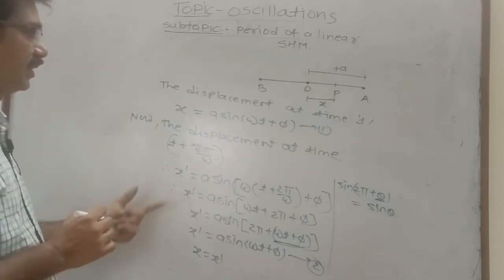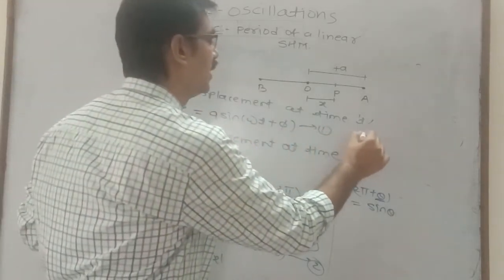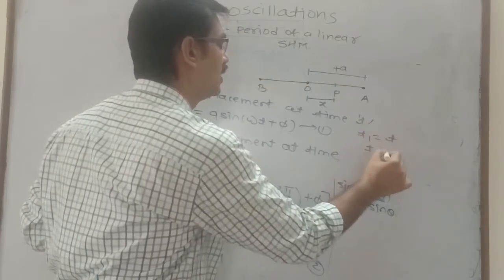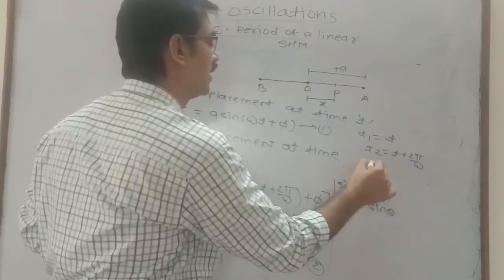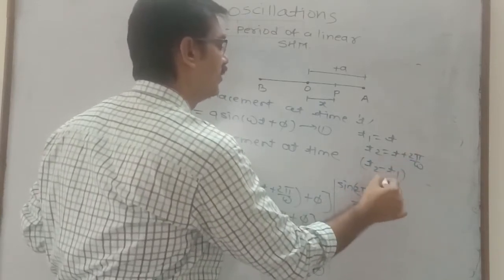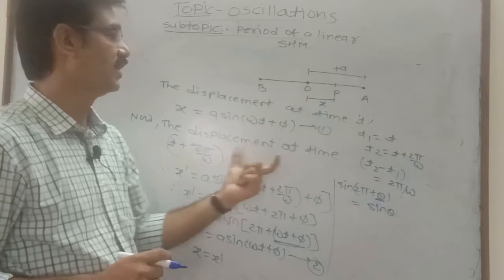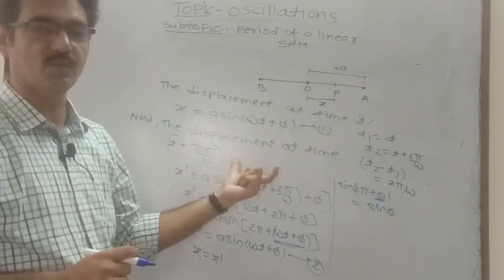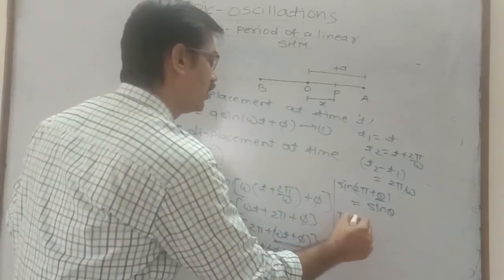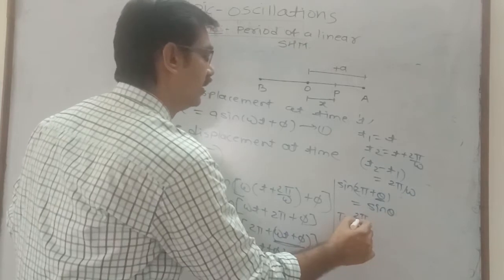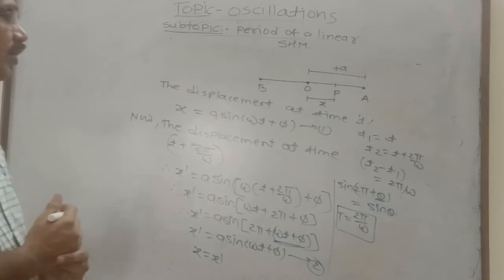Therefore this is the time in which it repeats its motion. Suppose t1 is t and t2 is t + 2π/ω. Then the difference t2 − t1 gives 2π/ω. This is the minimum time in which the linear motion repeats, and therefore the period of linear SHM is given by T = 2π/ω. This is the expression for the period of the particle performing linear SHM.